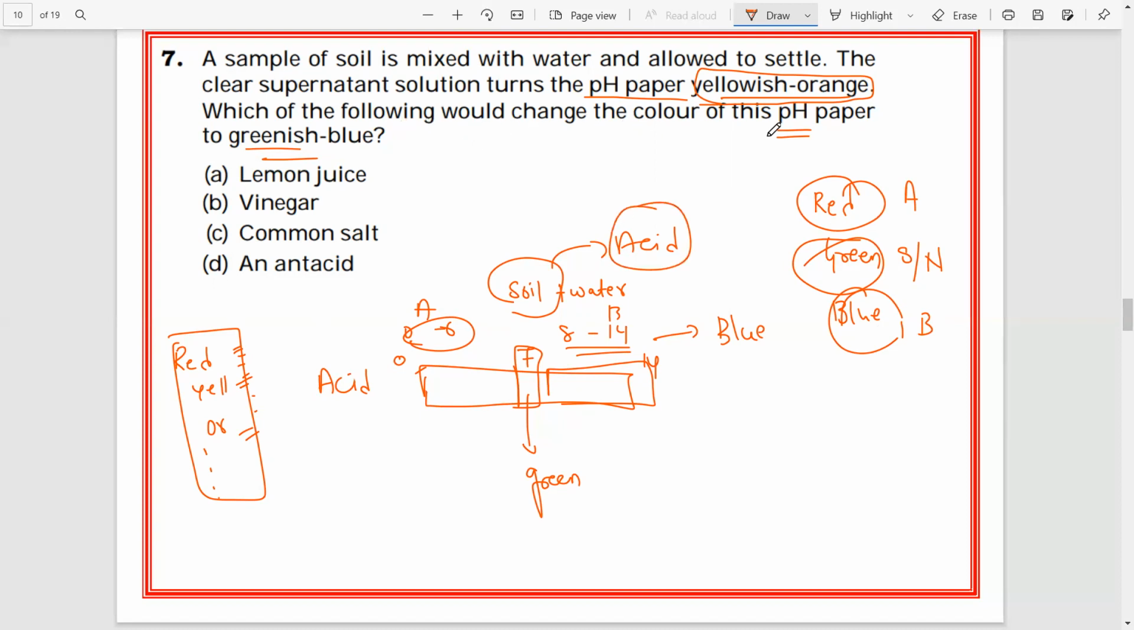Now which of the following would change the color of pH paper to reddish blue? Simply to say they are asking, we need to add base, isn't it? Right. Let us try to see. Lemon juice, directly we can say that lemon juice is acidic in nature. Vinegar, what is vinegar? 5% of acetic acid, right? So that is also acid. Common salt, of course it is neutral, NaCl. NaCl is neutral. At last we have antacid, where antacid is used in indigestion, heartburn, right? So antacid is pure form of base made up of milk of magnesia. Now this would be the correct answer.